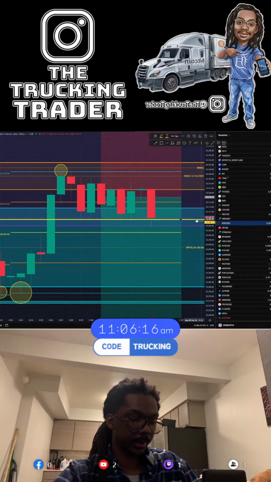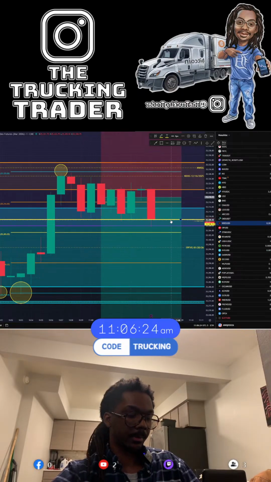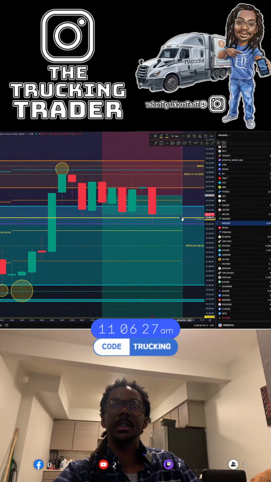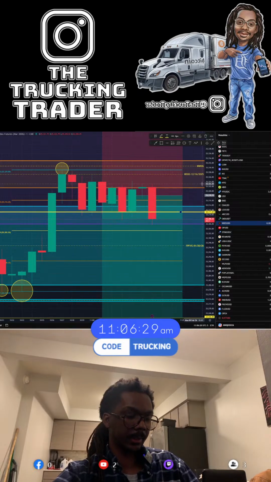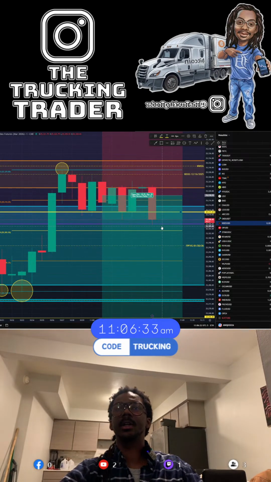I'm looking to pretty much confirm that right there. If it goes a little bit lower, I don't want to get stopped out too early. So I'm going to confirm that right there. I might get stopped out right here. My stop loss is literally right here, you guys. So I may get stopped out. Just got stopped out right there.